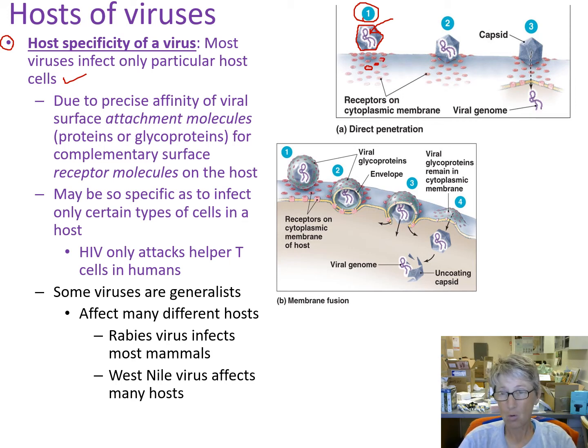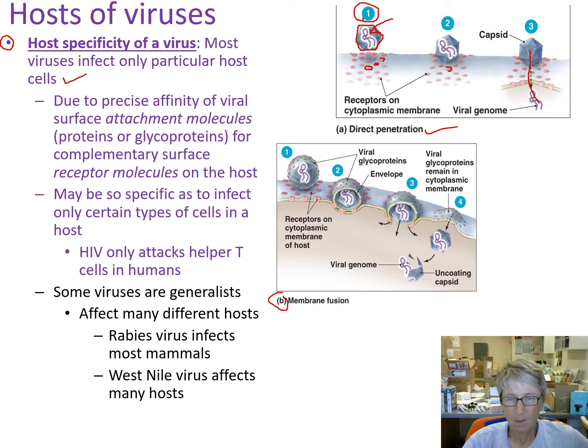So step 2, the receptors, or the spikes on the capsid of the virus, recognize the receptors on the cytoplasmic membrane of the host cell. And then you have entry of the virus into the host cell. So this is called direct penetration. In the second cartoon, letter B, viruses can use membrane fusion.